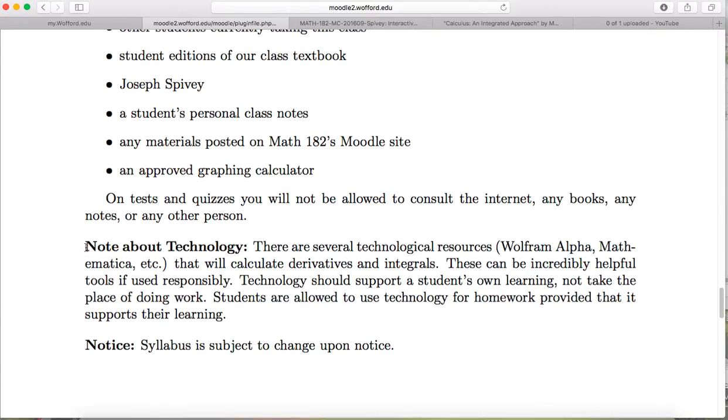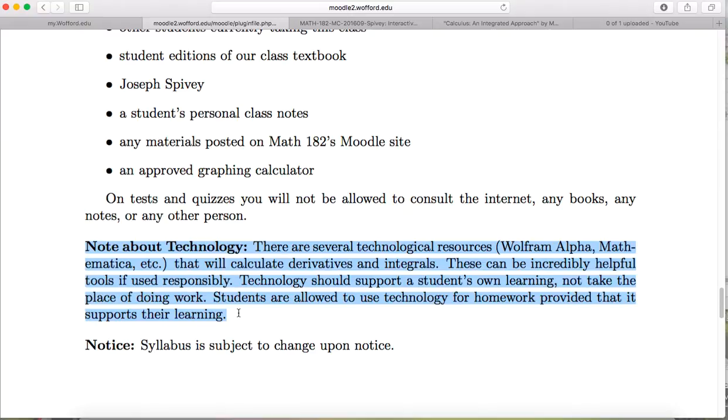There is one other note. There are some resources that will help you do your homework that might show you how to do step-by-step an integral that you type in. I am fine with you using those as long as you are using those responsibly. What do I mean by responsible use of those tools?